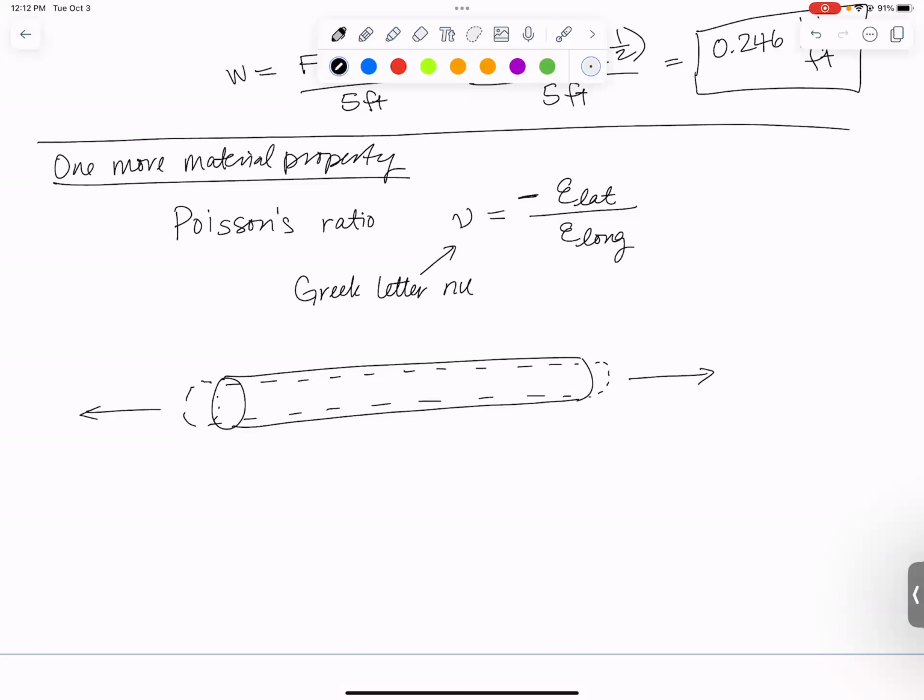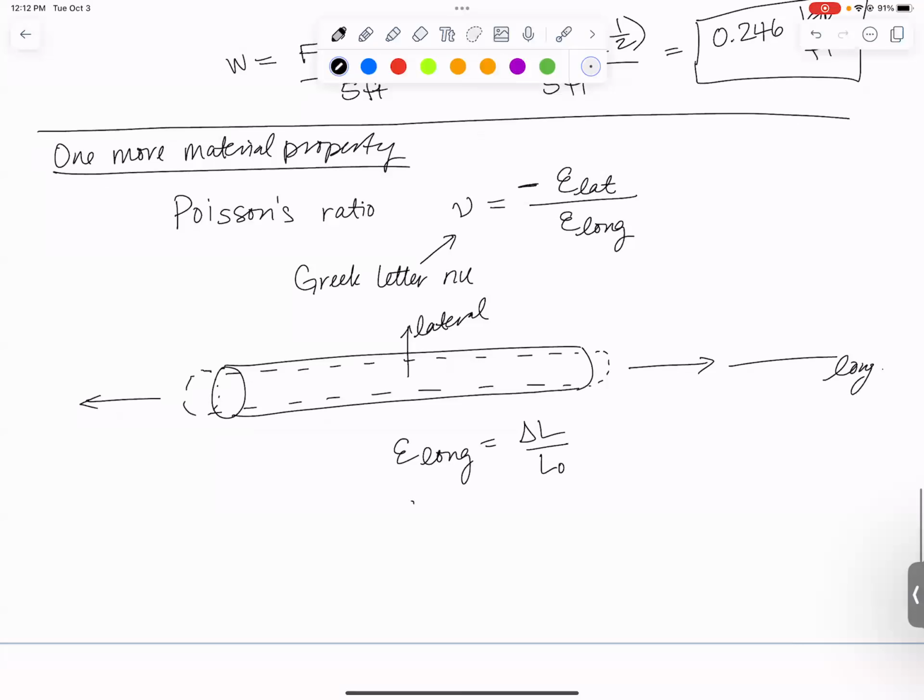So we refer to this as kind of, the horizontal direction is kind of the longitudinal direction because it's the long length. And we refer to the perpendicular direction as the lateral direction. And so when you pull on something in the longitudinal direction, it gets longer. So epsilon longitudinal, well, that's just delta L over L naught. That's the strain we've been using all day. What is epsilon lateral? Well, that's going to be delta radius over the original radius, or you could write it as delta diameter over original diameter. Or what if it weren't circular? What if this were square? It could be delta width over original width.